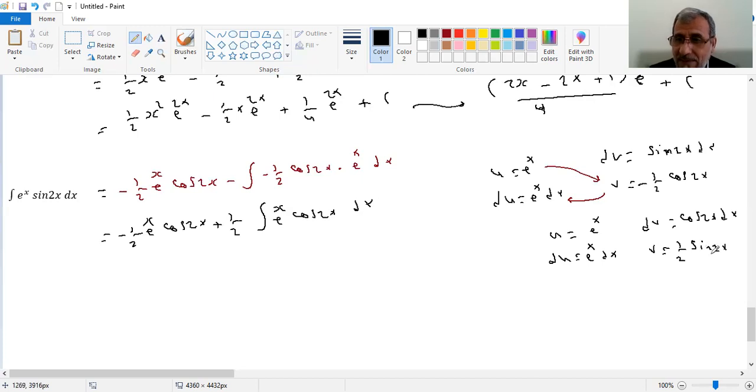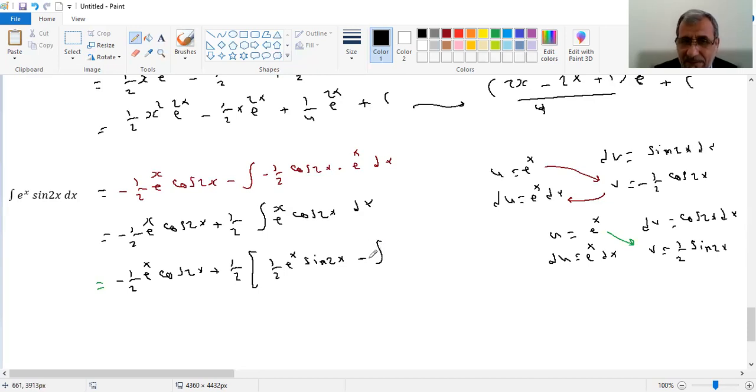Half sine 2x. Now, uv, you multiply by v. So it is equal to what now? The first one, negative half e^x cosine 2x plus half, open parentheses here, uv, you have u times v. So it'll be here half e^x sine 2x, and minus integral v du.